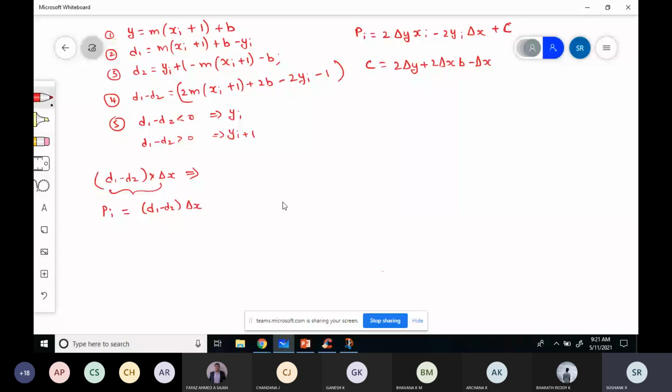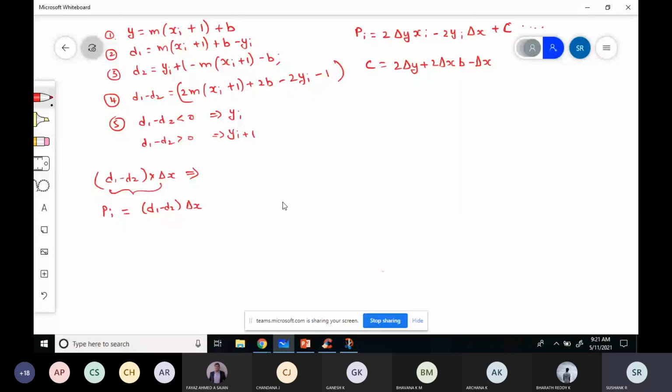So now this pi is the decision factor. It will only decide which pixel you want to select. So now what I will do, in this equation I can replace pi with pi plus 1.